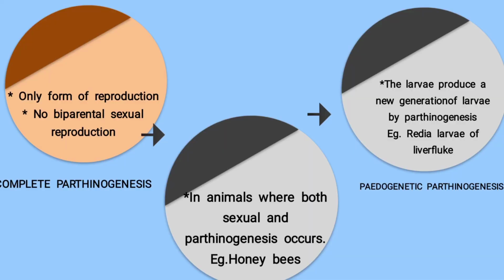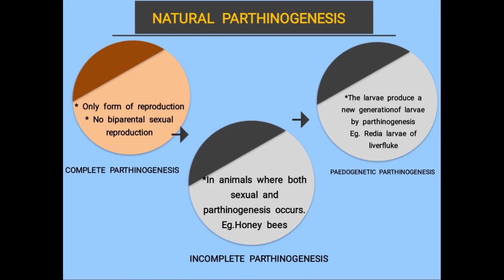And later, we see pedogenetic parthenogenesis. Here the larva will produce a new generation by the parthenogenesis method. The word pedo you have already learned in the definition where you learnt about pedogamy, right? There, the young individuals which are produced immediately get fused together. So here the young individual is the larva, right? So the larva will do this parthenogenesis process and it will produce the next generation of larva by the parthenogenesis method. This type of parthenogenesis we call pedogenetic parthenogenesis. So these are the three types of natural parthenogenesis that occur, right?